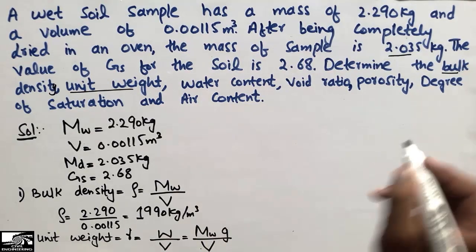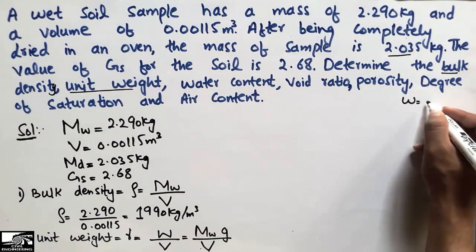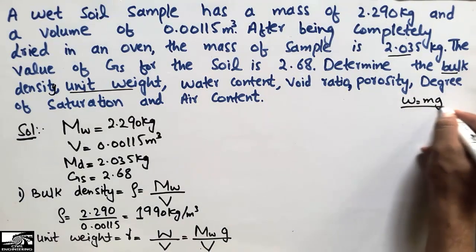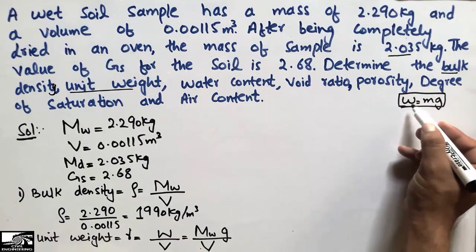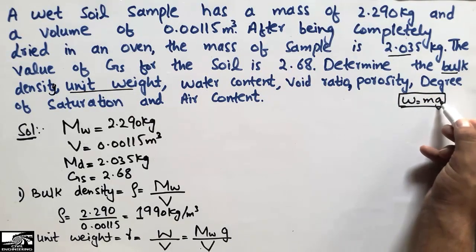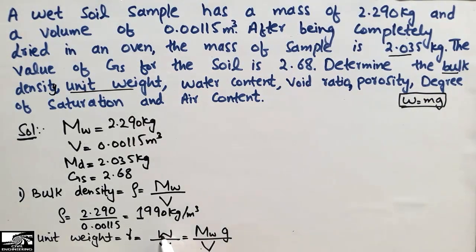The weight is W equal to mg, right? This is the formula in physics. The weight is equal to the mass times gravitational acceleration. So I put it here: the weight W is equal to the mass of the soil sample times gravity, divided by the volume, and we will get the unit weight of the soil sample. We know that the mass of the soil sample divided by the volume is this value, 1990, right? So this value is known to us, and we will just multiply it by g.